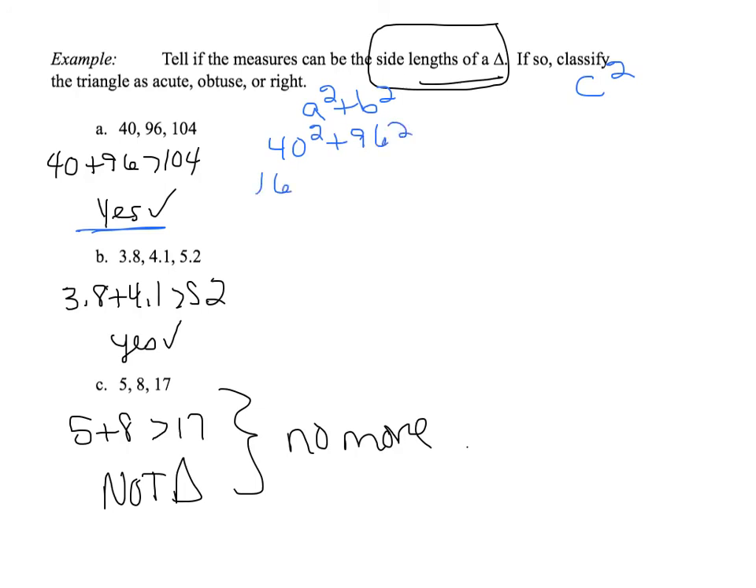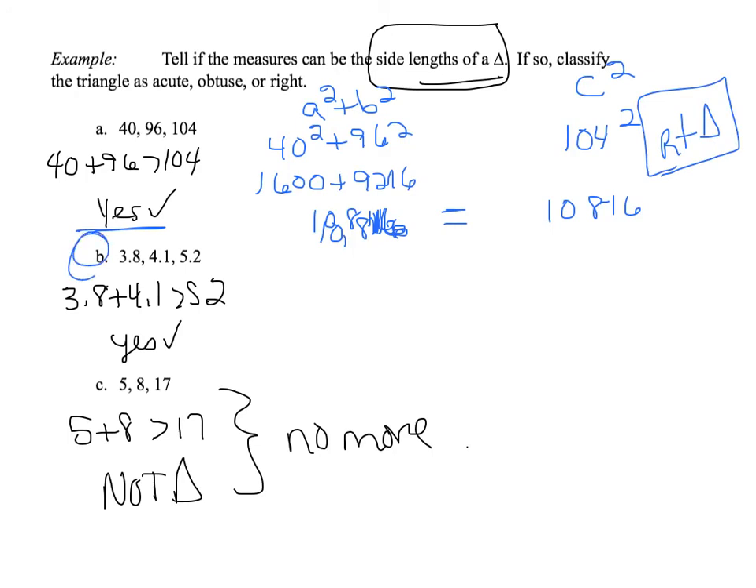This is 1600 plus 9216, which gives me 10,816. Oops, I added an extra 1. Let me erase some of that. Sorry, 10,816. Now let's compare it to our c squared. Our c is 104, so 104 squared. When you take 104 and square it, you get 10,816. Now let's compare them. Well, it just so happens that these are equal. If a squared plus b squared equals c squared, this is a right triangle.